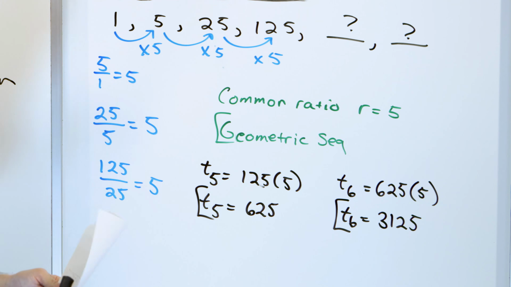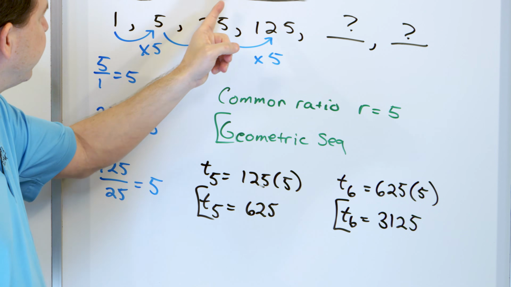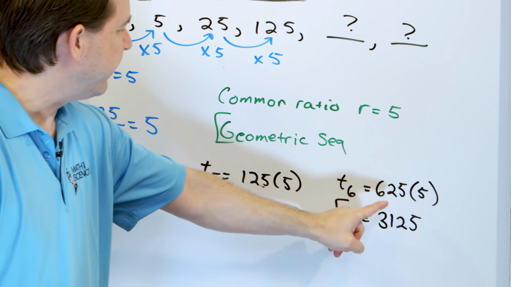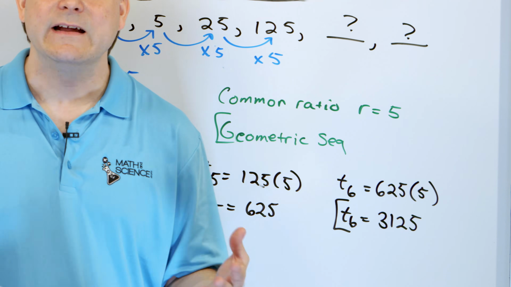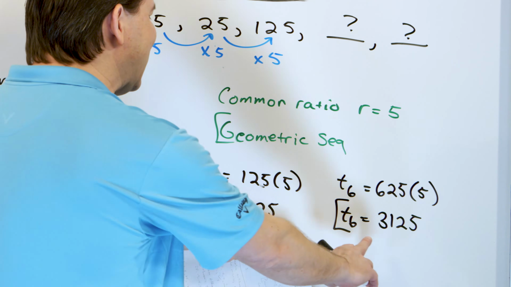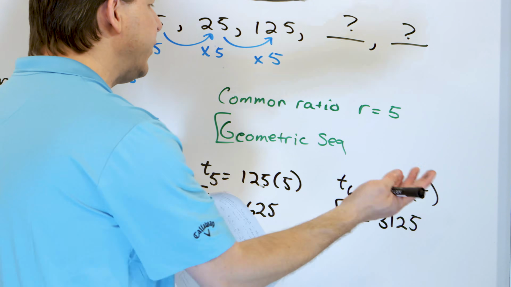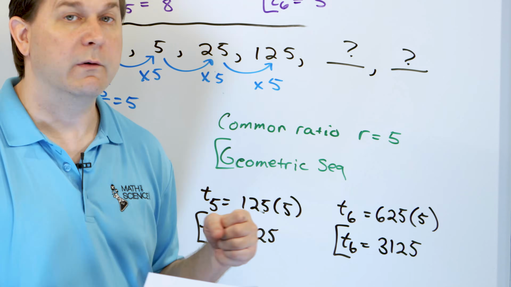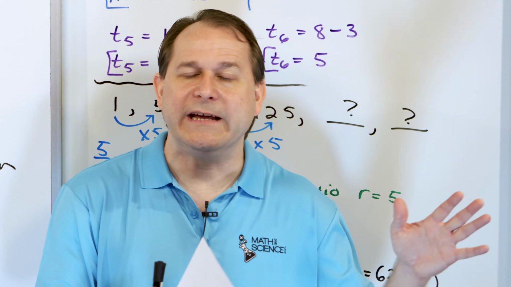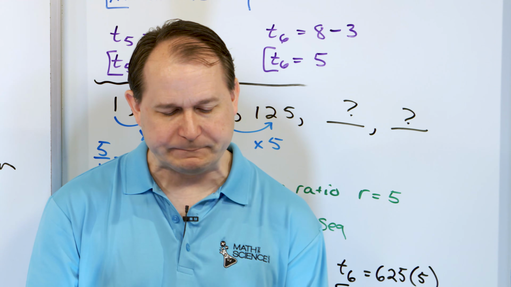So if I wanted to write the whole thing down, it'd be 1, 5, 25, 125, 625, 3125. And again, the common ratio holds. If you grab a calculator and divide 3,125 by 625, what are you going to get? You're going to get that common ratio of 5, because all the adjacent terms differ by that common ratio.